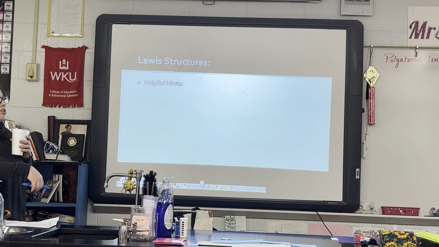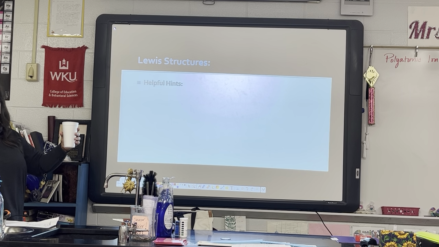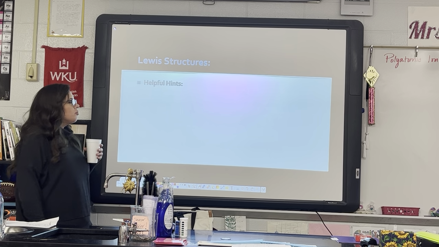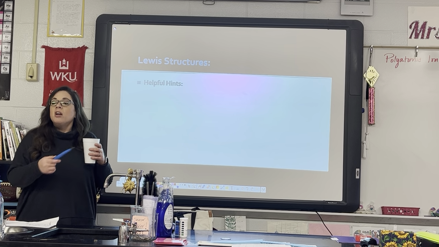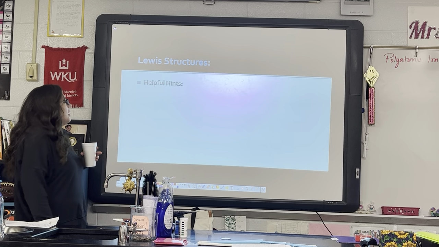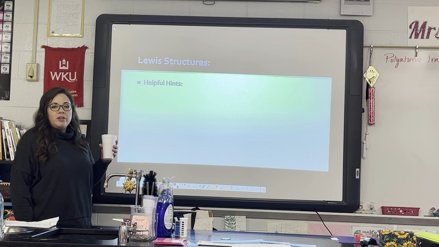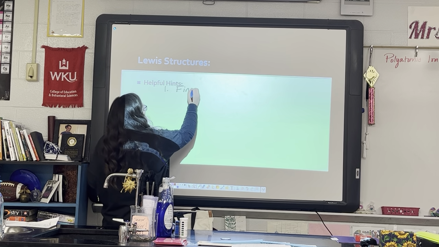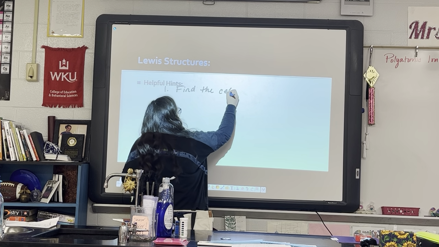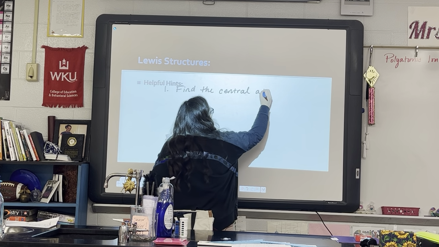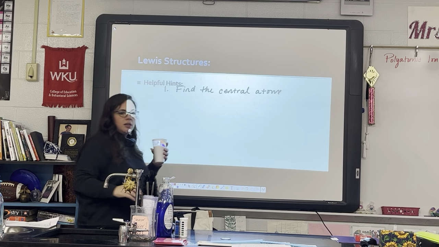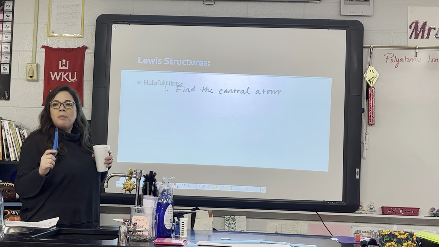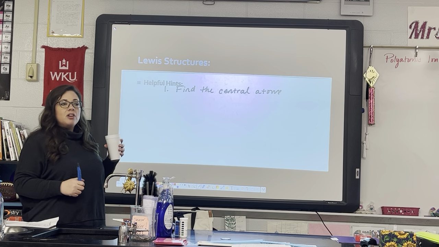But basically, these are what you draw for covalent bonds, all right? Because we're going to draw the structure of these molecules. Remember, they're called molecules because they consist of covalent bonds. And so here's some helpful hints for you. Number one, you need to find the central atom. What does central mean? The center. So this means that only one of your atoms in your compound can go in the center. You need to figure out which one it is.